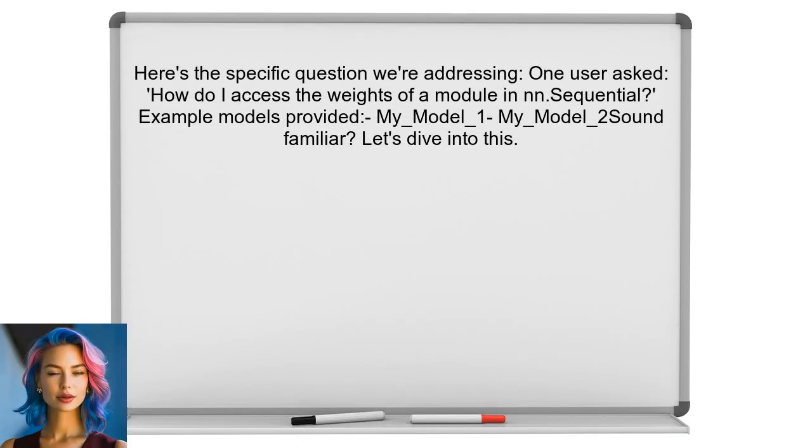Here's the specific question we're addressing. One user asked, how do I access the weights of a module in nn.Sequential? They provided an example with two models, and it seems like accessing the weights of the second model is tricky. Sound familiar? Let's dive into this.